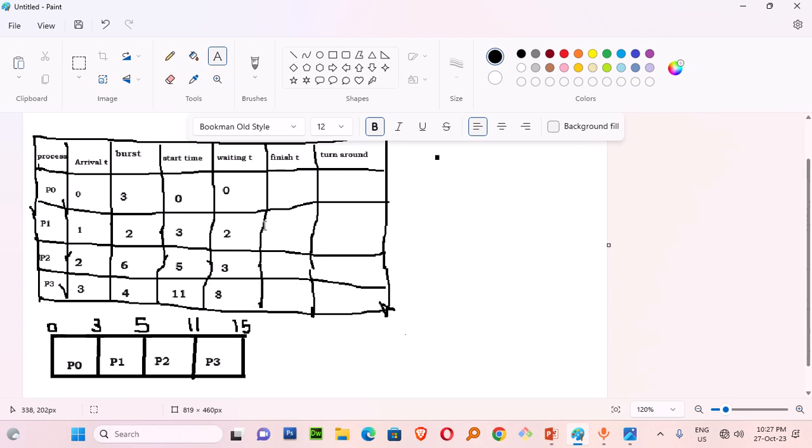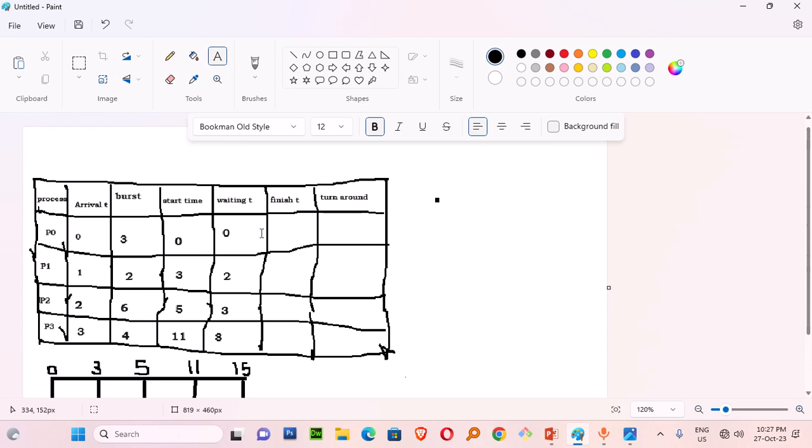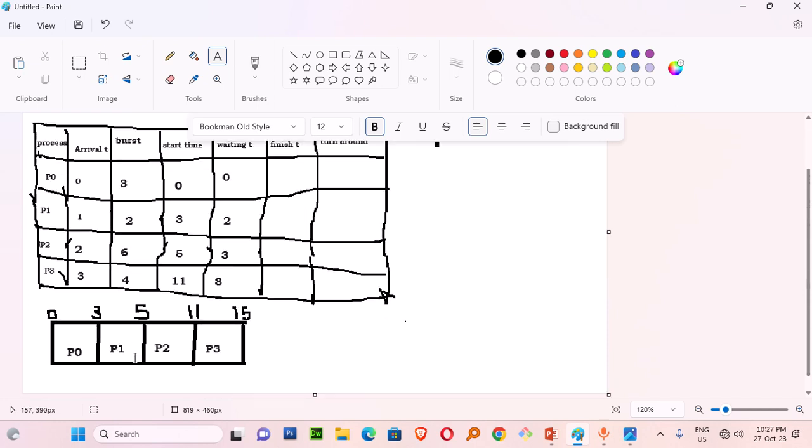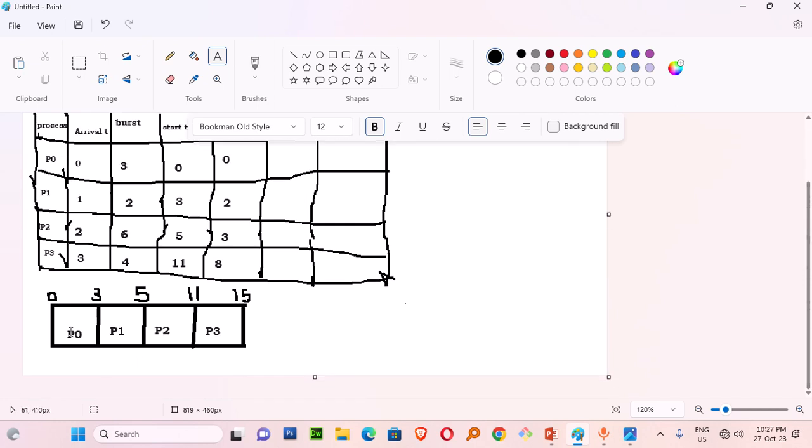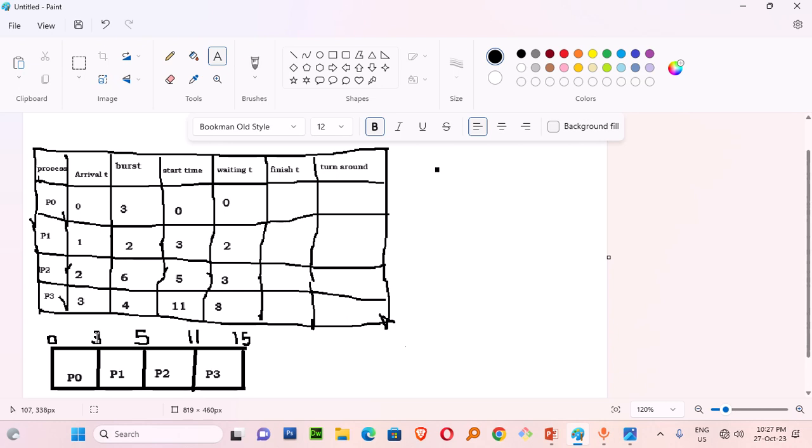So we found the waiting time. Now calculating what we call the finishing time, or some people might call it the completion time. The finishing time, we shall go back to our Gantt chart. You'll find that P0 ended at 3. So this is the finishing time for P0. P0 ended here at 3, not so? So the finishing time for P0 is 3.